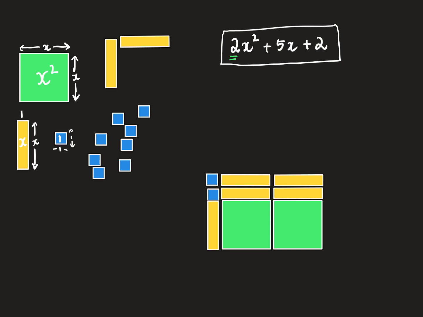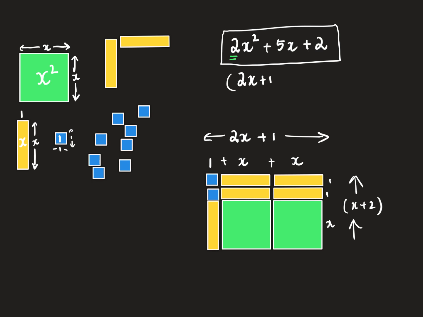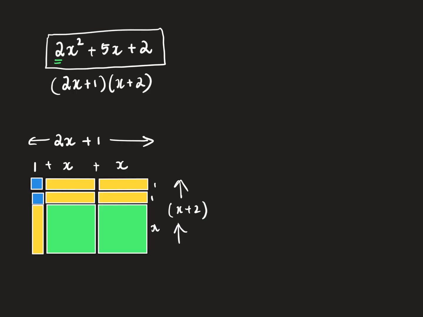Well, how long is our rectangle across? Well, that's 1. That is a length of x, and that is a length of x. So what do we have? 1 plus x plus x. Well, x plus x is 2x. 2x plus 1 is that length along here. And what about this vertical length? Well, that's x, that's 1, and that's 1. So all of this length here is x plus 2. So 2x squared plus 5x plus 2 is equal to 2x plus 1, lots of x plus 2. And why don't we do FOIL to check that?